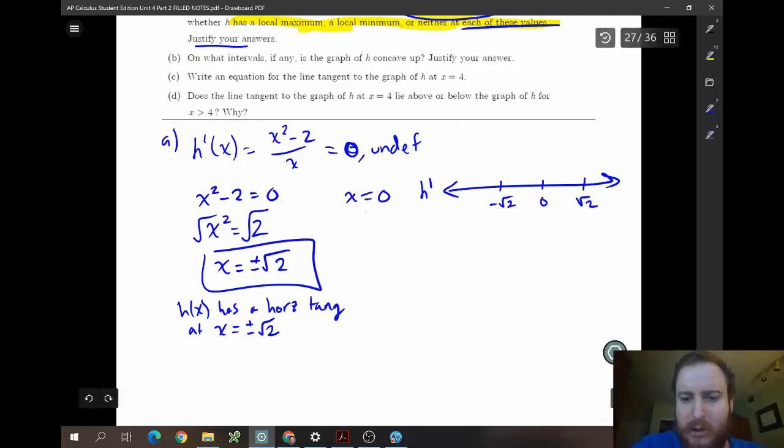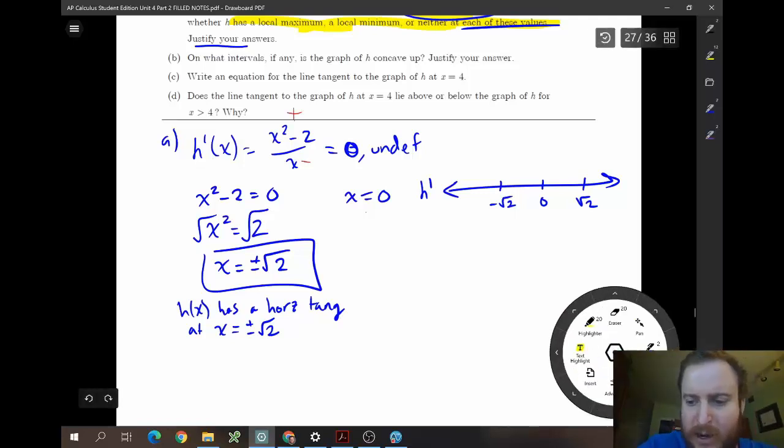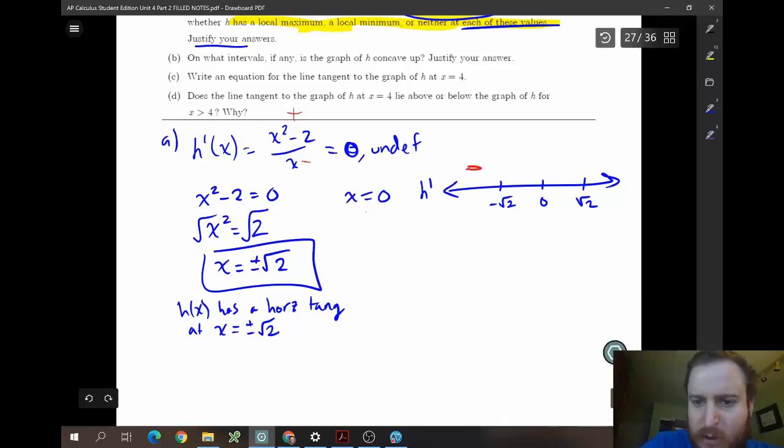Now we're going to plug in a test number. If you're not sure what the exact value of square root of 2 is, you can take a guess. It's 1 point something. You could plug in anything smaller, even negative 10. Negative 10 squared is positive 100, minus 2 is positive 98, divided by negative 10. A positive divided by a negative gives us a test point of decreasing, negative.